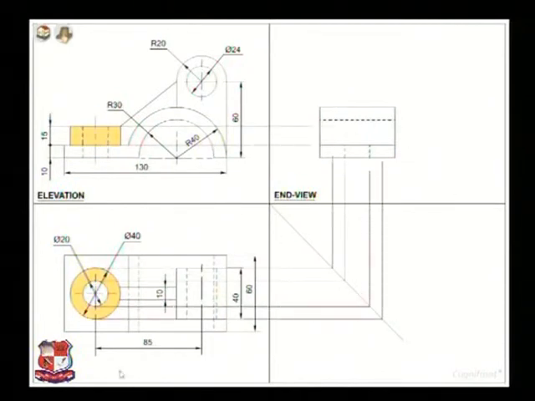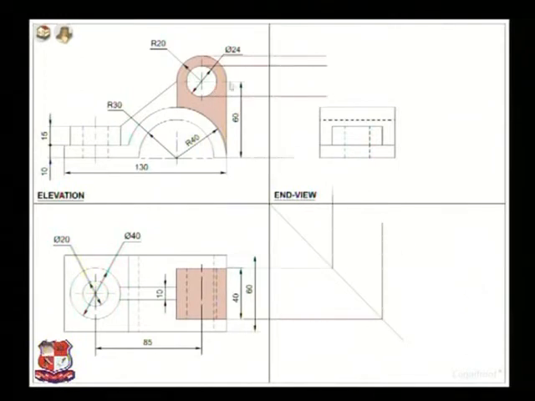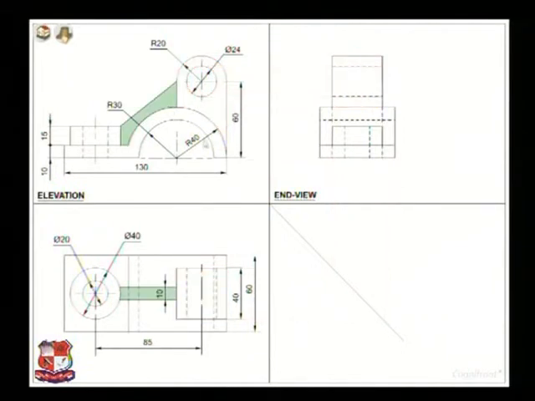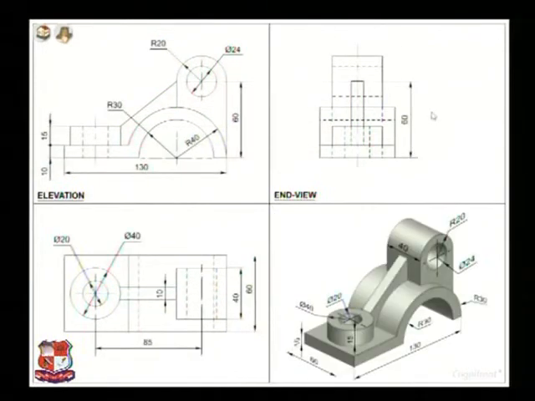For second, this cylinder, this is the view. Then for the third portion, take projections from here, and this is the view. And fourth one, this is strip, and that strip is to be represented in end view like this. So this is the end view of the object.